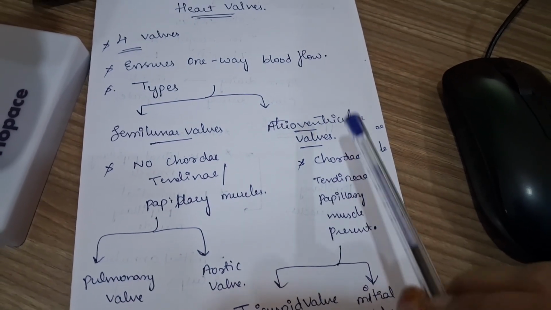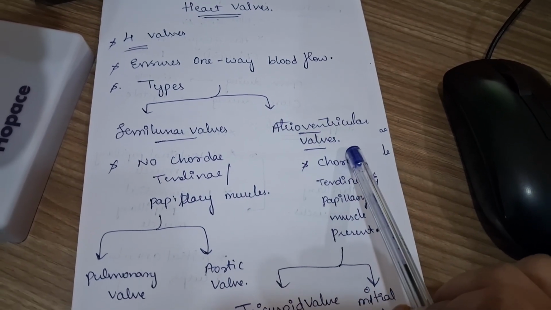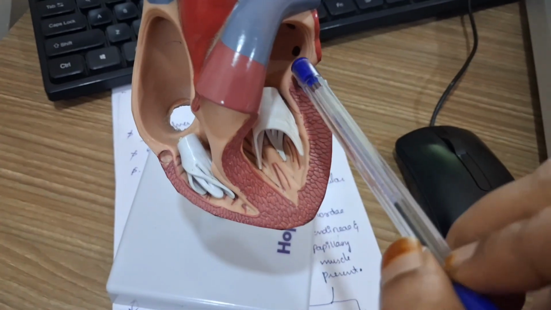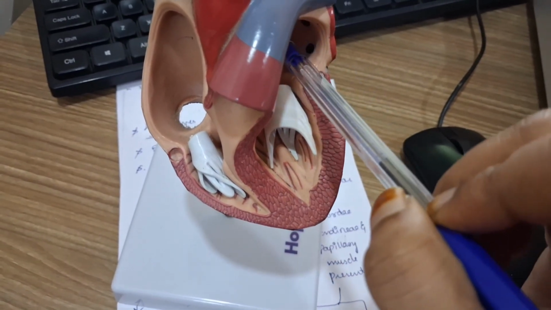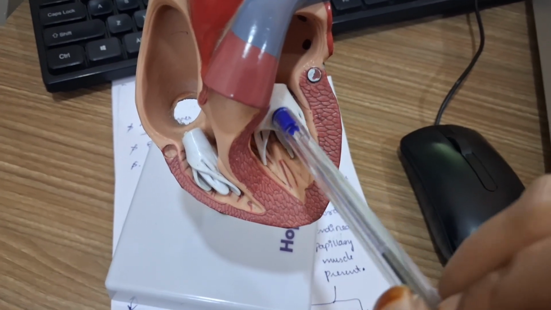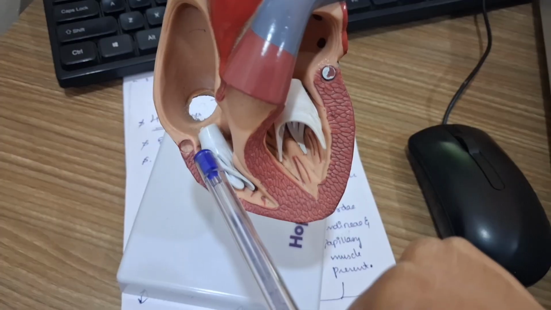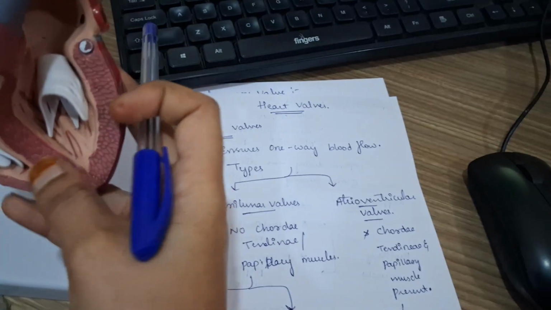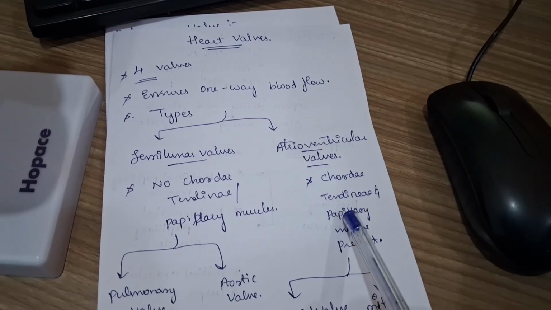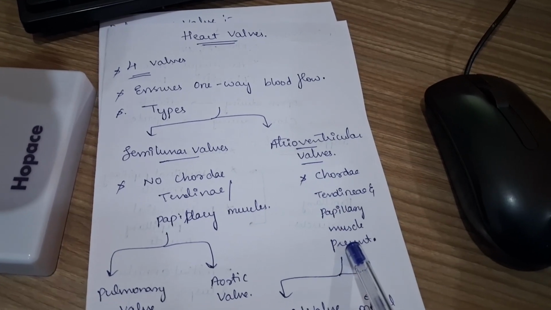Atrioventricular valves. Atrioventricular valves are present in between the atria and ventricle. The valves which are present in between the atria and ventricle are called atrioventricular valves. Atrioventricular valves are attached with the chordae tendineae and papillary muscles.